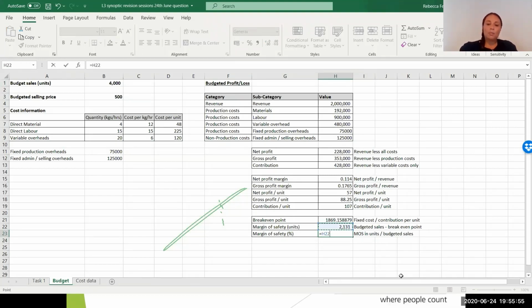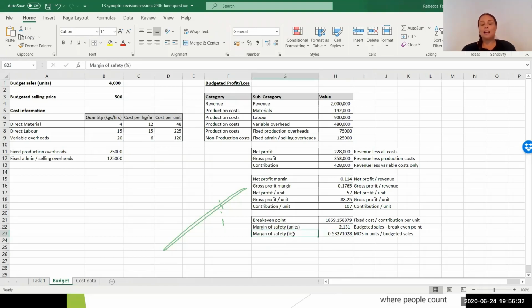So my margin of safety in units is what I've just calculated, 2,131. And I'm going to divide it by my budgeted sales, which I had right at the beginning, which is my 4,000 units, which is in B1. So as I press enter, it's 0.5327. And in a minute, I'm going to read the instructions and it will tell me how I should format each of these. Now, what that's telling me is that my sales can drop by 53% before I start making a loss. Now, I think that's quite a healthy margin of safety, and I think you'd be quite happy if your sales could drop by 53% before you start making a loss.